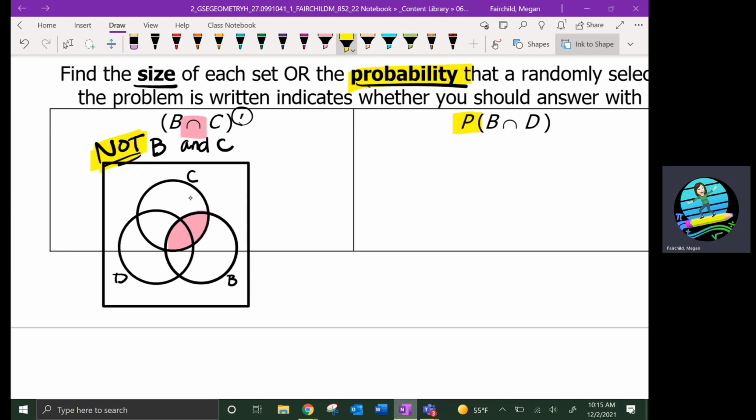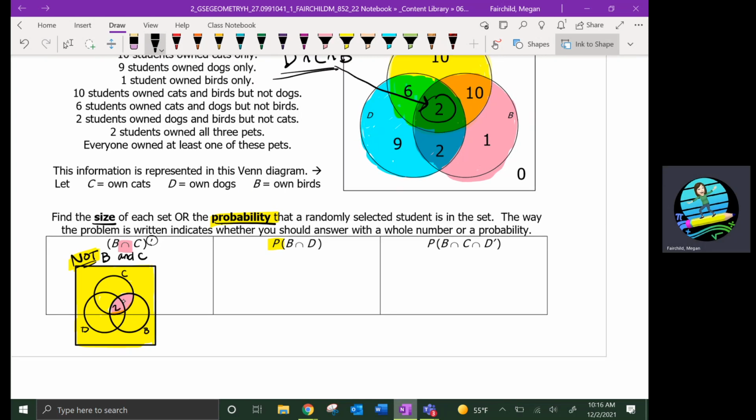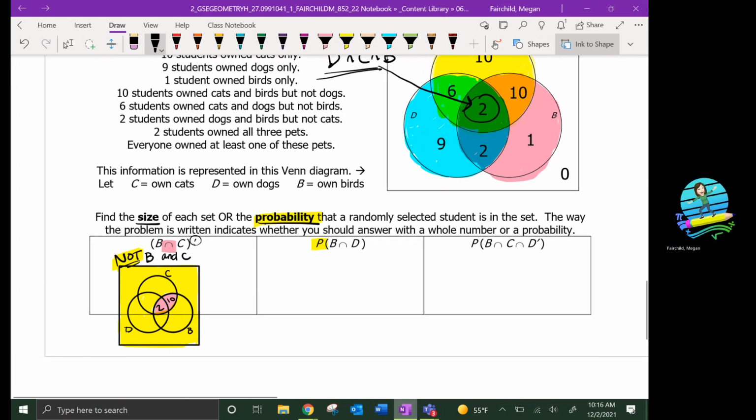So not B and C is every single thing that is not in that little sliver. But it includes stuff in the other parts of B and C. So now I take all the numbers that are in that part and add them up. What do we get? Anybody have it? How could we do this quickly? What's in those 2 little pink parts? That's a 2 and a 10, right?